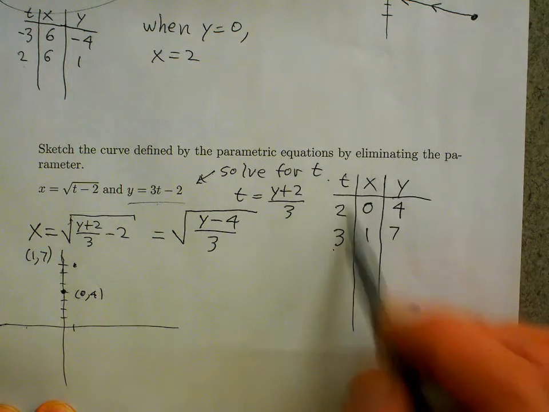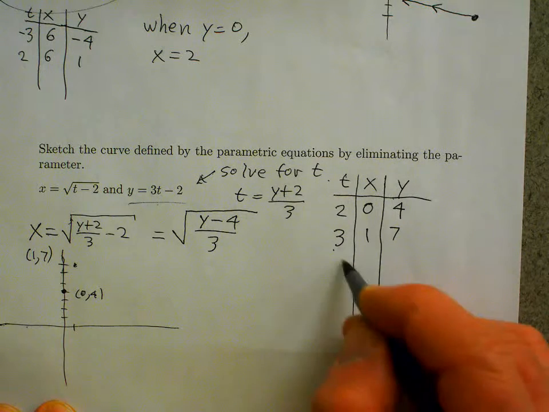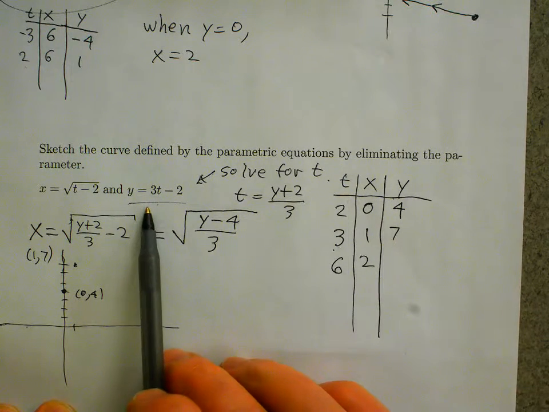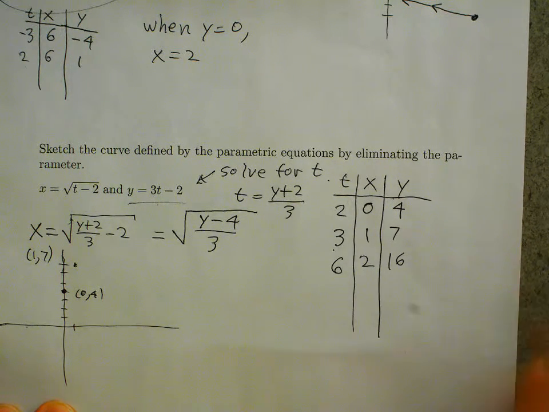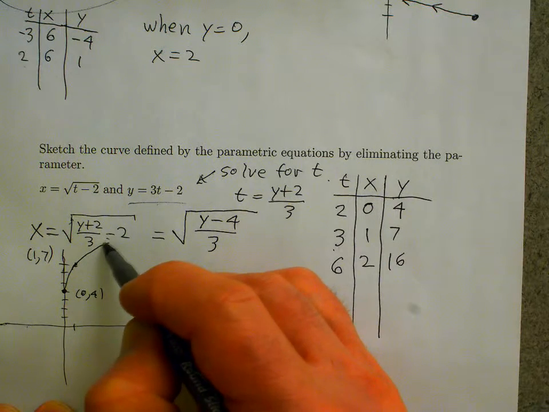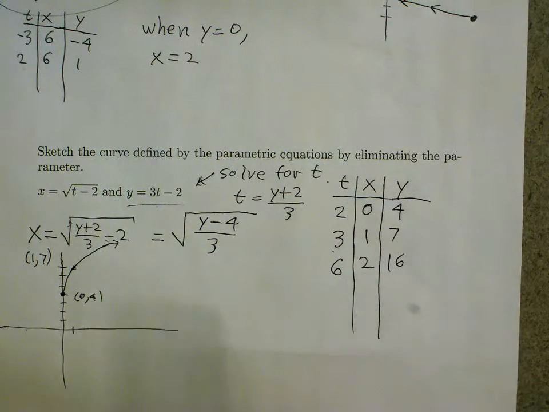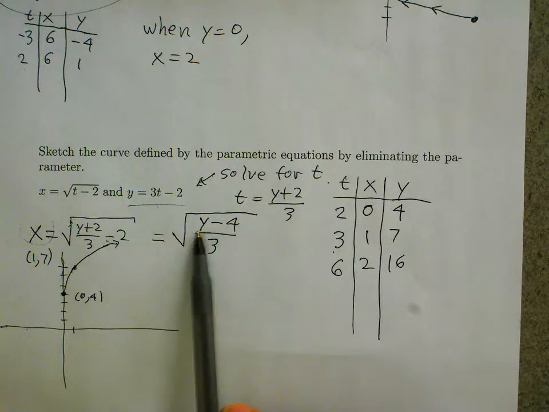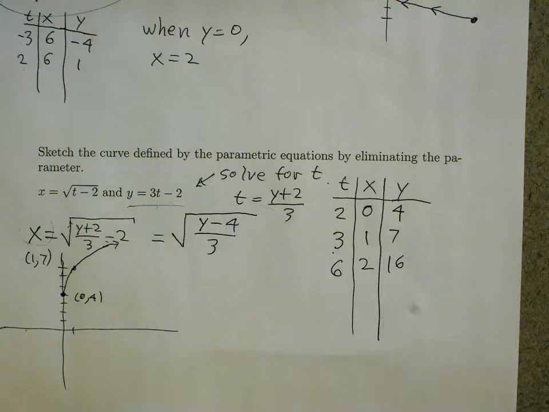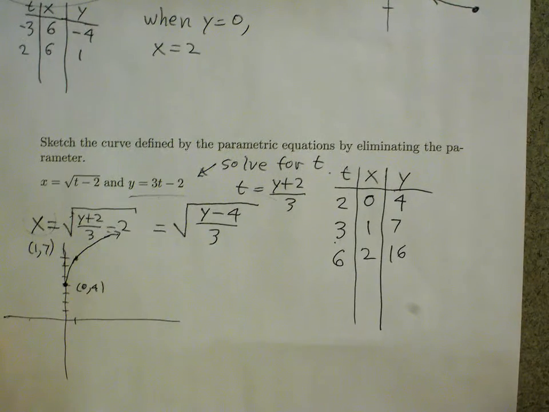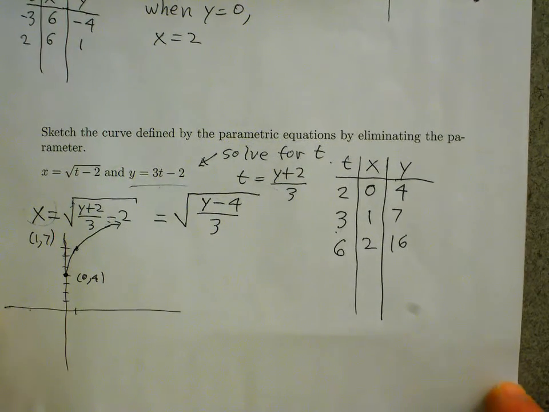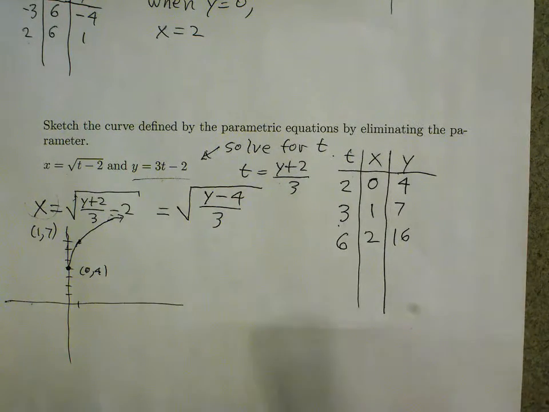So let's see, one more t-value. How about if t is 6, square root of 4 is 2, and 18 minus 2 is 16. So the graph looks something like this. We know that if x equals the square root of y minus 4 over 3, then it's half of a parabola.